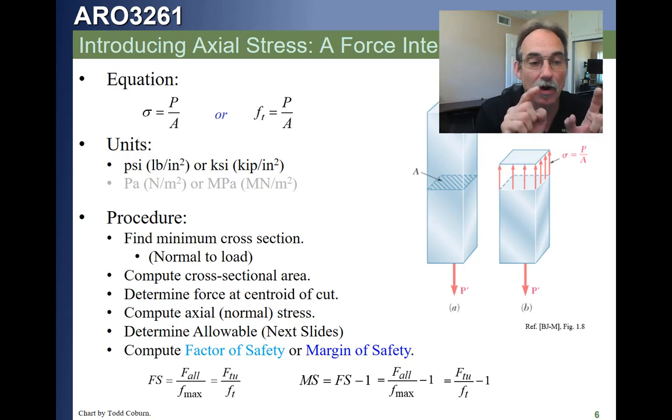If it's a negative margin, which means that it is smaller than 0, then the structure fails. And if it's larger than 0, it means you have ample room for additional load. Make sense? It's critical to understand this. We're going to be using margins of safety to evaluate our stresses from here on out.